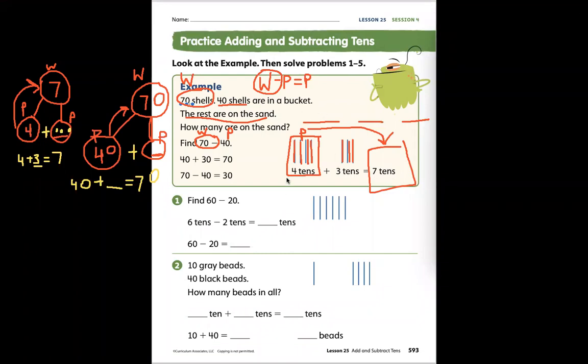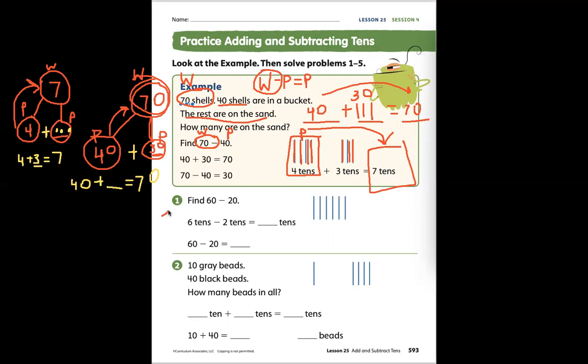So here we have 40, 50, 60, 70. So 40 up to 70, right? 40 plus what equals 70? 40, count on by tens, 50, 60, 70. 40 plus 30 equals 70. 70 minus 40 equals 30.